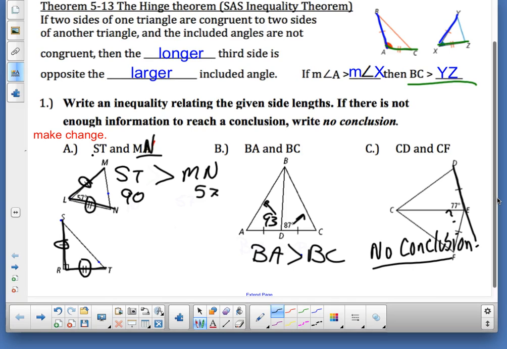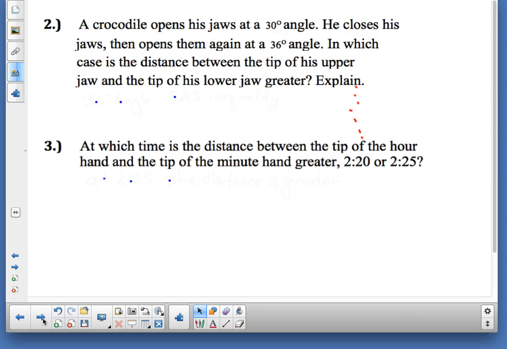Okay, so let's look on this next section. I would like y'all to answer problem 2. Go ahead, read it, check it out, see what you know.